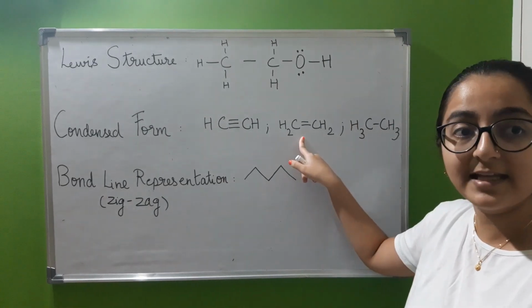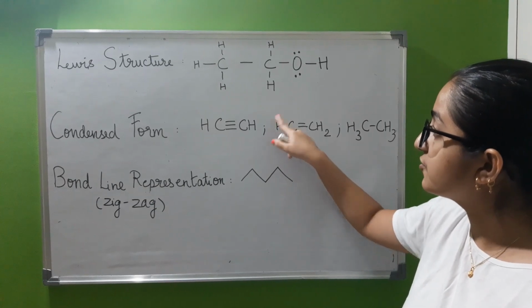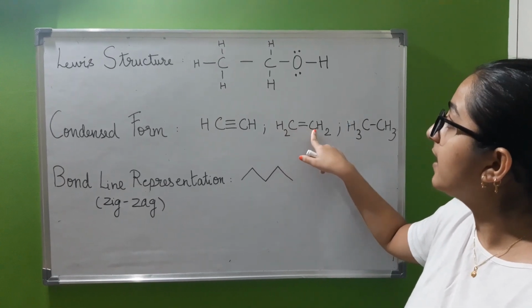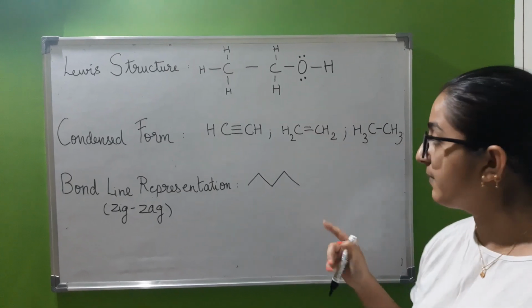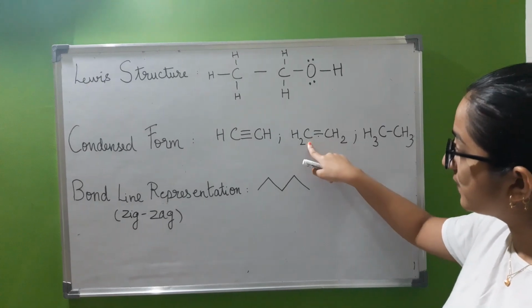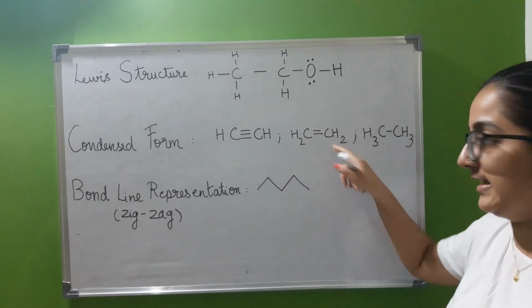Coming to ethene, here also we get a clear idea that this carbon has 2 hydrogens attached to it and it is bonded with the other carbon atom with the help of 1 sigma bond and 1 pi bond, and this carbon 2 is attached to the other one with 1 sigma bond and 1 pi bond and has 2 hydrogen atoms attached to it.